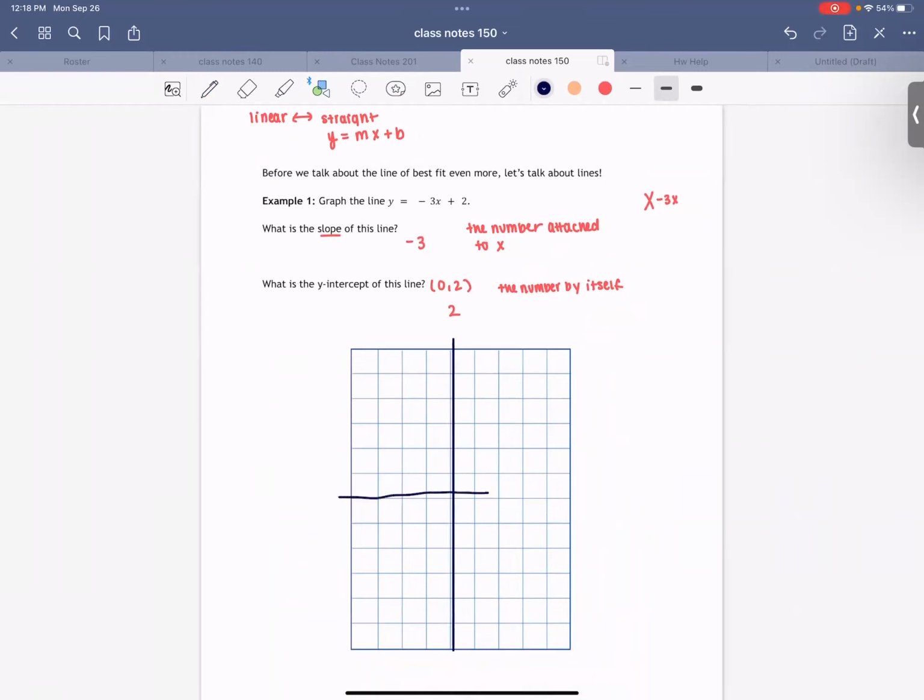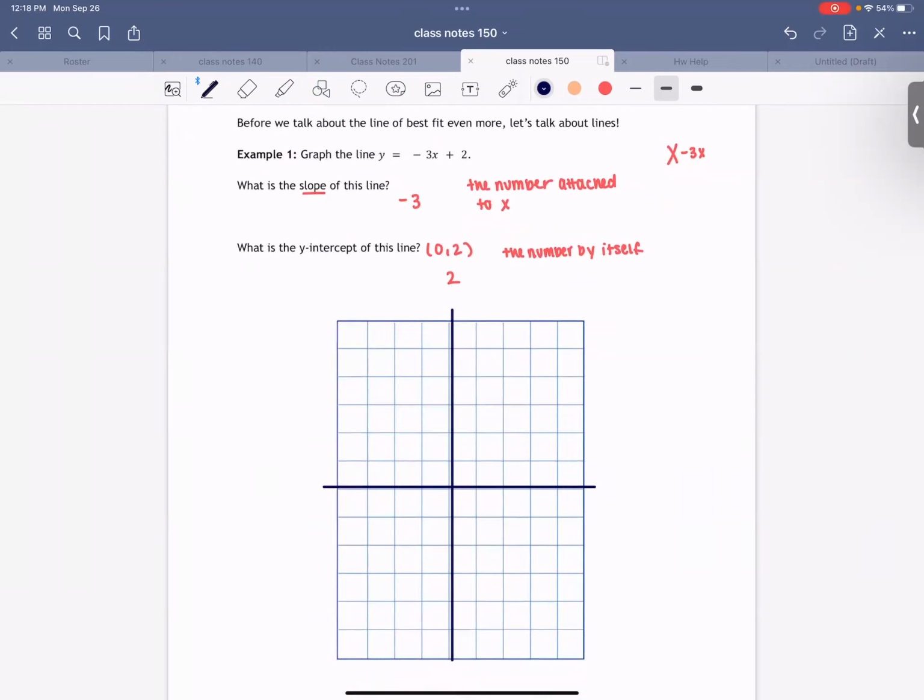So it doesn't have to be perfect, but here we have an X and Y axis, okay? And let's just make every block 1. I think we have enough space to do that. All right, so when we draw a graph, the first thing we want to do is plot the y-intercept, because that's going to be a point on our graph.